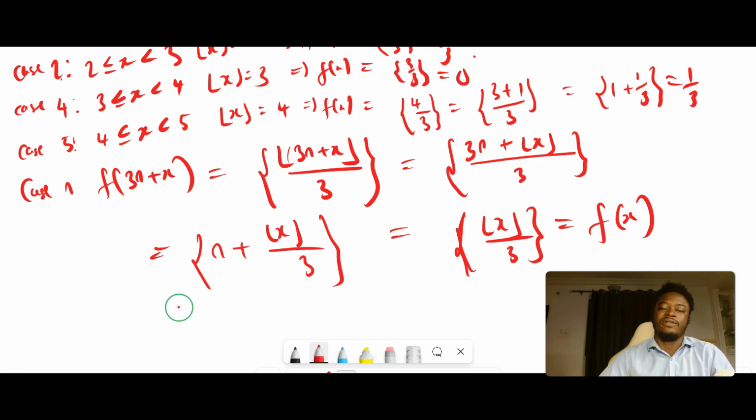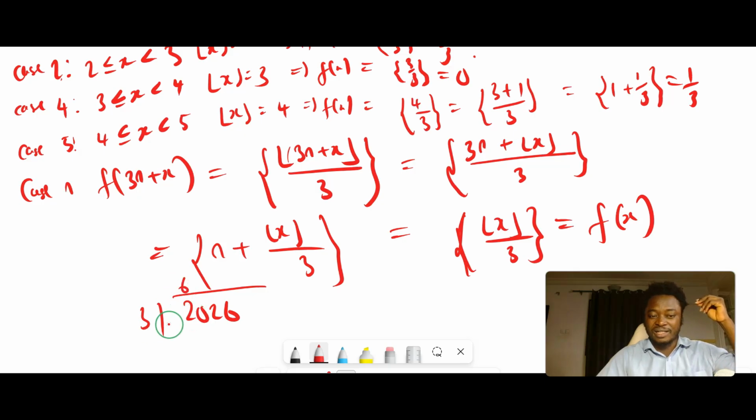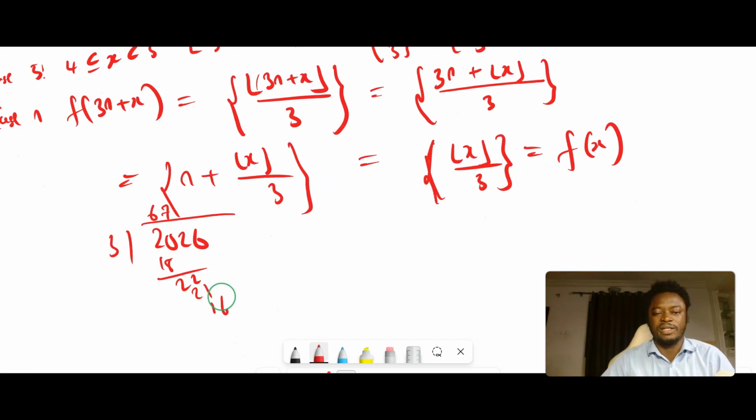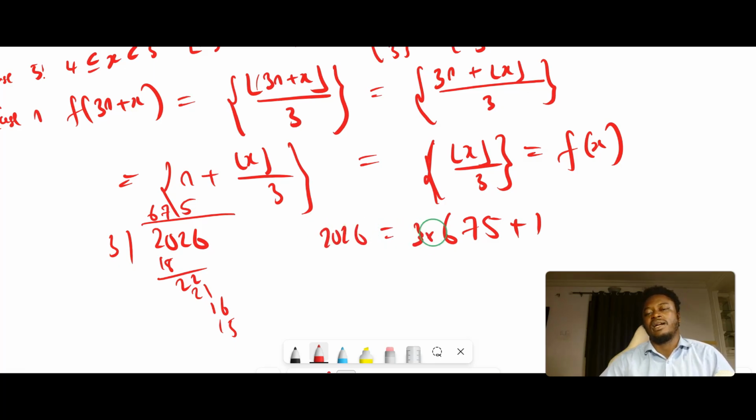Okay, so let's see, we're going to divide this 2026 by 3. If we do that, 3 goes there 6, so you have 6 times 3, that is 18. You get 2. Stay 7 times 3, you have 21. So you have 1 and 6. Okay, so you have 1, then you bring down 6. So 5 times 3, you have 15. So you have 675 plus 1. So basically 2026 is 3 times 675 plus 1.